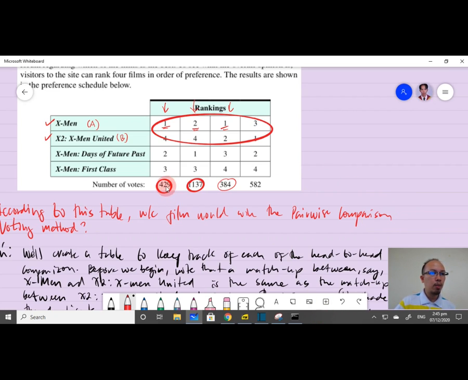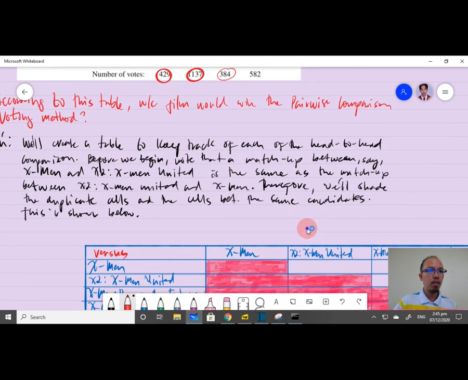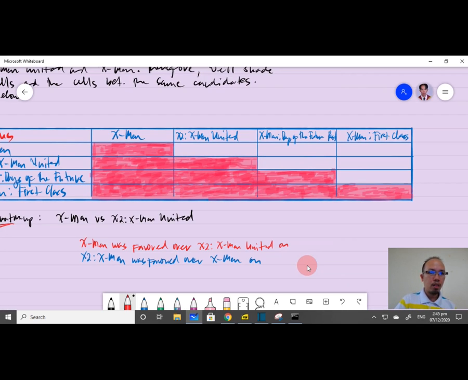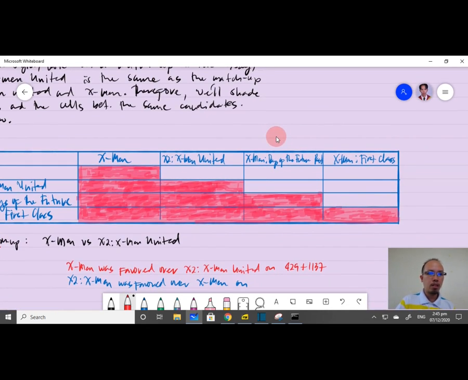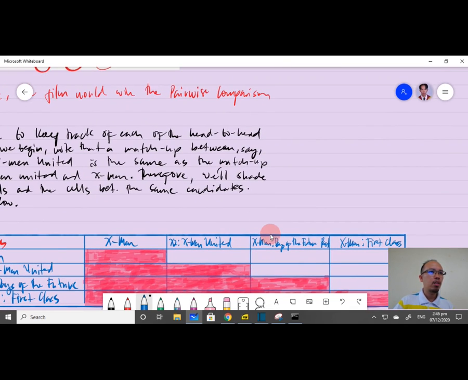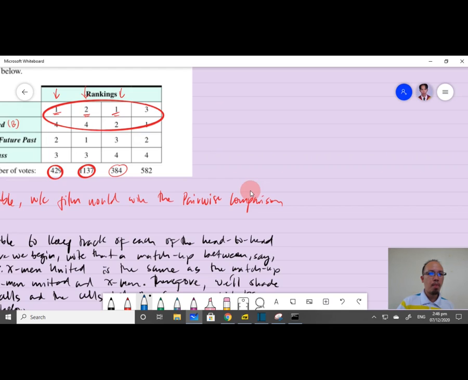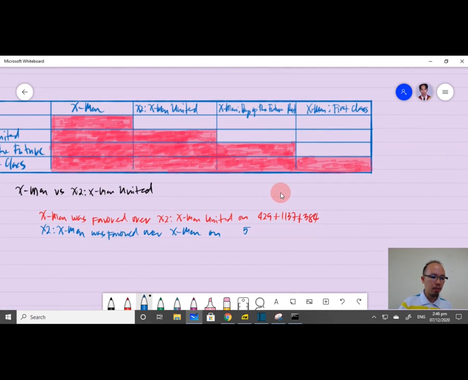So in here we have 429 and 1137, 384 is for X-Men, while X2 X-Men is 582.